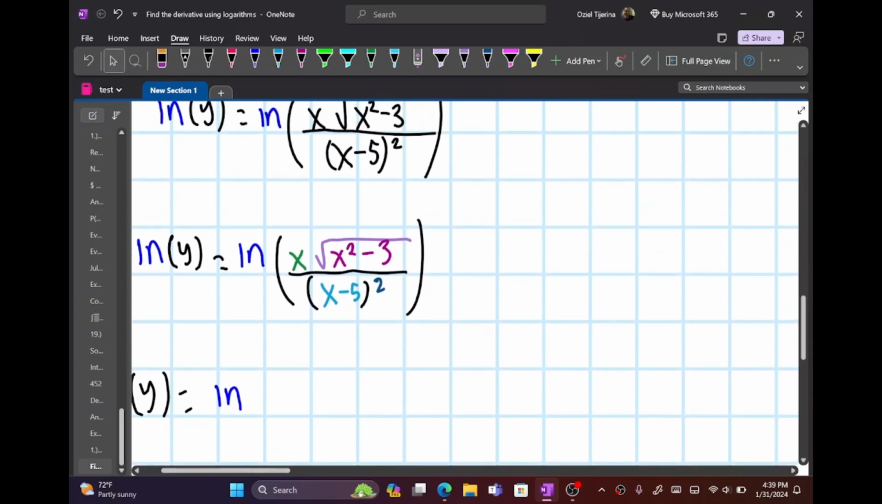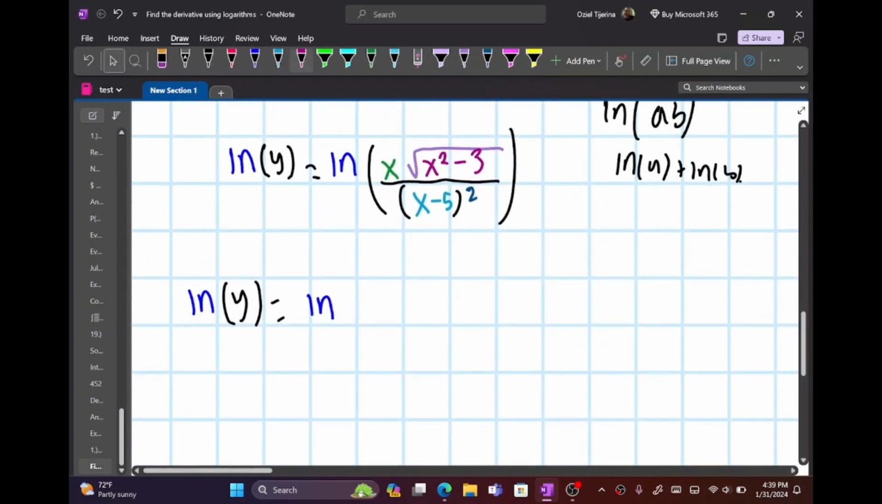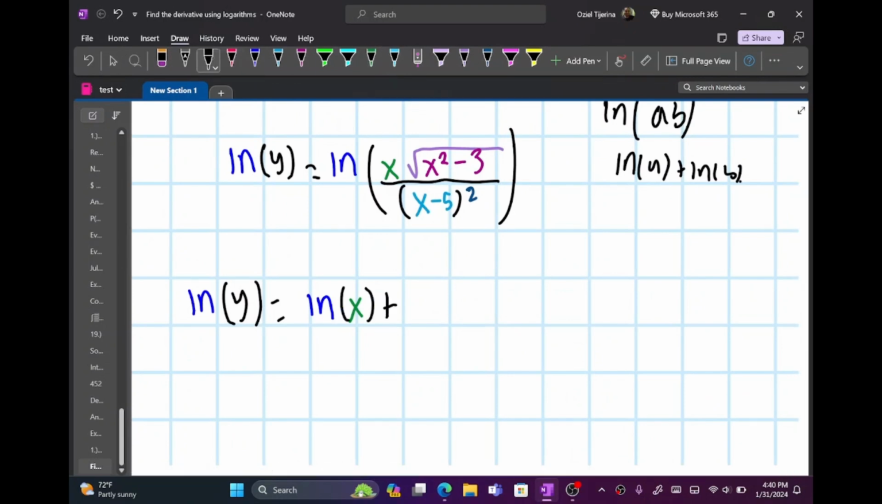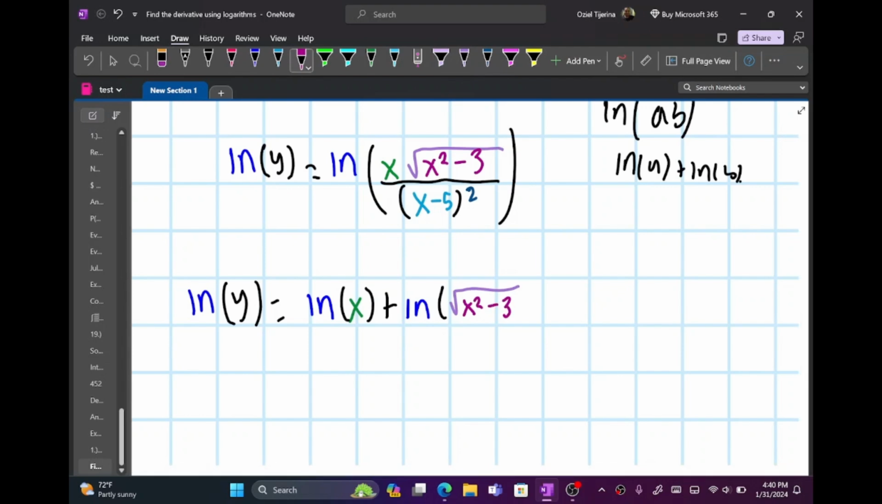So we know natural log of a times b is natural log of a plus natural log of b. So I'm going to say natural log of x plus the natural log, because we have a product up here, of the square root of the quantity x squared minus 3. So I'm going to just put it this way.